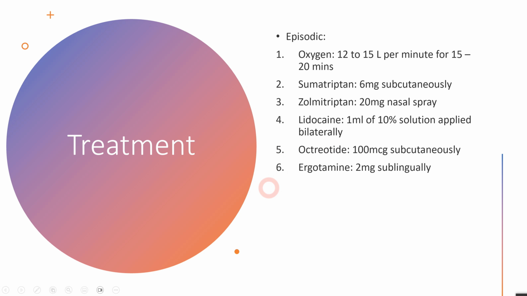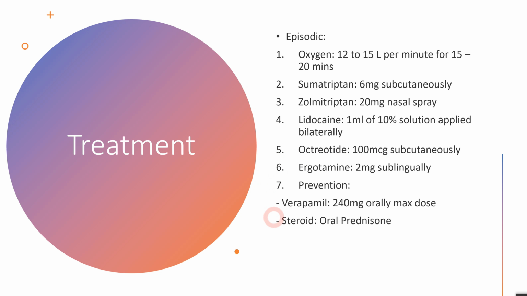Ergotamine 2 mg sublingually. Now, if you want to prevent the episode of cluster headache from occurring, you can go for verapamil 250 mg orally max dose. We should not exceed a dose greater than that. We can also go for steroids, oral prednisolone, which can be given to the patient and actually helps to prevent the episode from occurring. And then lastly, we can also go for valproic acid 600 to 2000 mg per day. So this is the treatment of episodic cluster headaches.